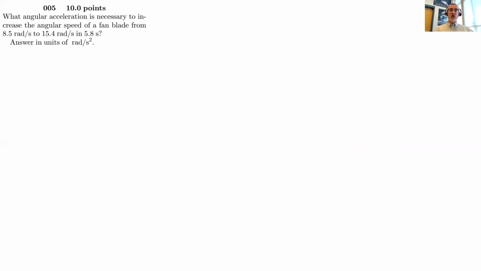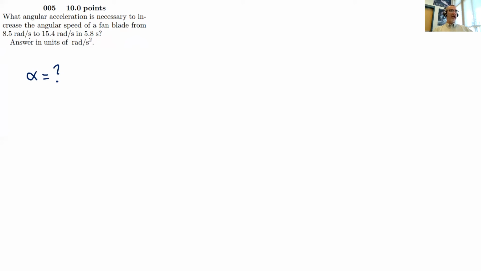This is AP Physics homework number 25 on rotational kinematics. This is question number 5. It says, what angular acceleration, so I'm looking for the alpha for angular acceleration, is necessary to increase the angular speed of a fan blade from 8.5 radians per second to 15.4 radians per second in 5.8 seconds.